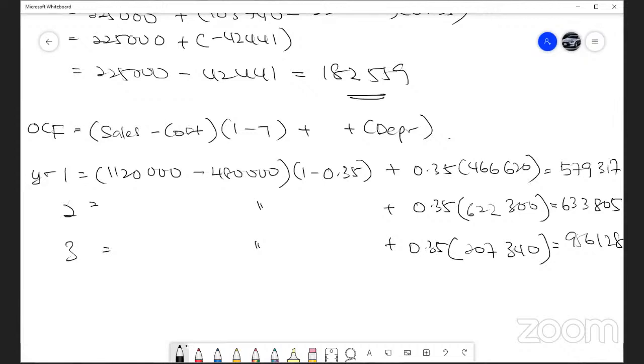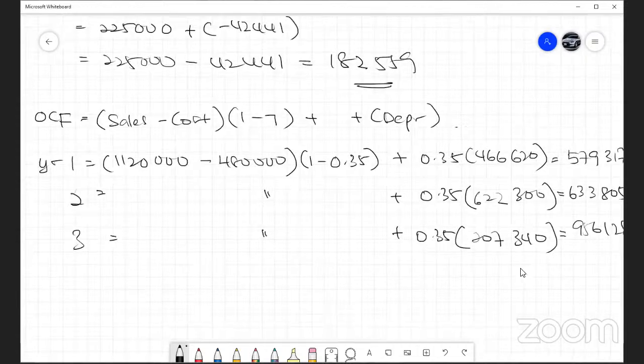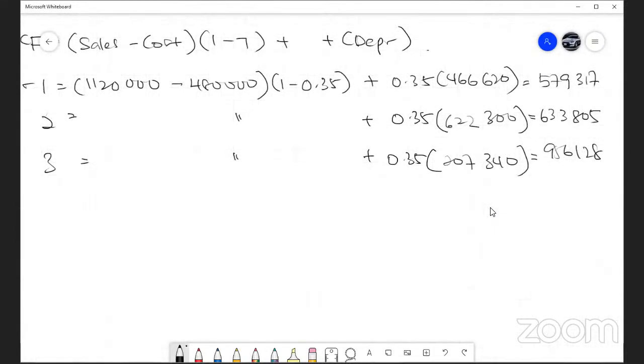All right. So once you got all these, do your NPV again. So this is already considered your new incremental cash flow already. 579,317, 633,805, and 956,128. So in your timeline, it will be like this already. 0, 1, 2, 3. Here, initial investment plus your net working capital, which is 1685.